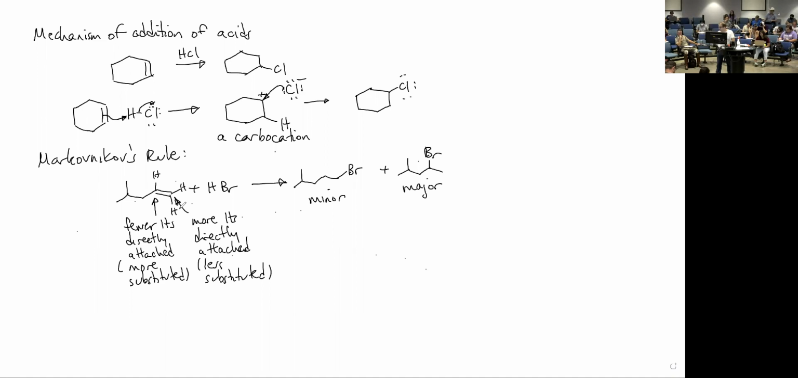And Markovnikov's rule says that when you're dealing with an unsymmetrical reagent, I'll write all this down, the H goes to the less substituted carbon, the one with more H's directly attached, and the other piece, whatever it may be, goes to the more substituted carbon. So H goes to the less substituted carbon, other piece to the more substituted carbon.